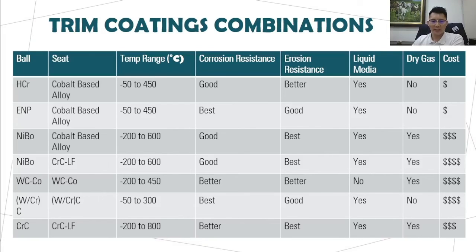And the last one I have here is the chromium carbide, and the chromium carbide low friction seat. The temperature range, this is the highest, can go up to 800 degrees. It has very good corrosion resistance, very good erosion resistance, can be used in liquid and in gas as well. But the cost is slightly less expensive compared to the nickel boron ball. If you notice, we are changing the nickel boron ball to the chrome carbide ball, the temperature range is extended, but the price is cheaper. So this is some of the examples of the combinations.